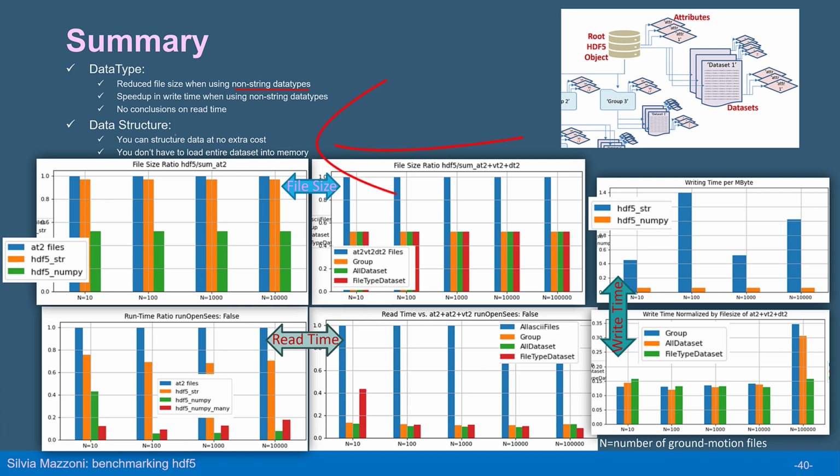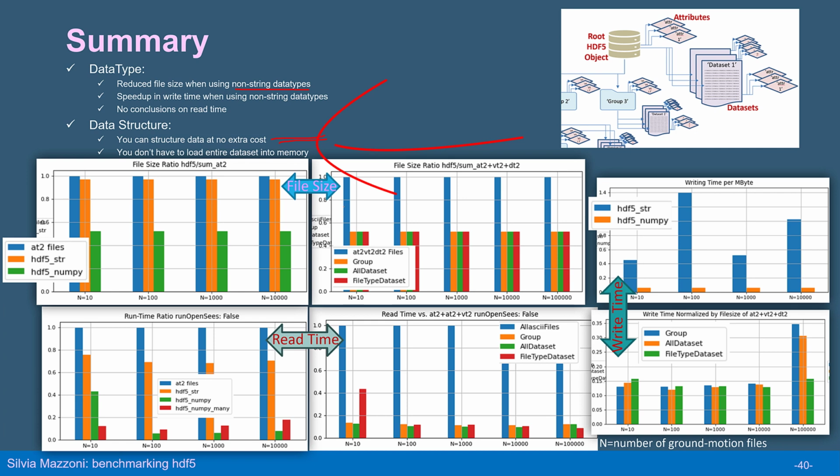And then when we're looking at data structure, hey, you know what? You can structure the data at no extra cost. And what's nice about structured data and the advantages of it, remember, is that you don't have to load the entire data set into memory. So you have it structured and it's easy to read. What we've learned from looking at the data structure, whether we separate it into many different files or one big file, is that there is a limit where we lose efficiency when our HDF5 file is too large.